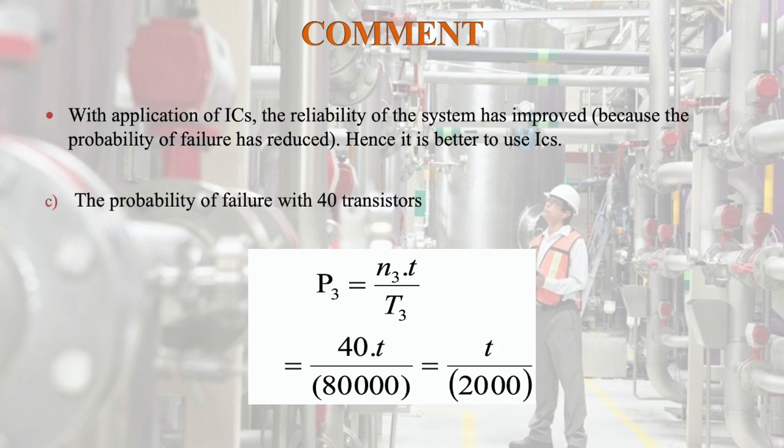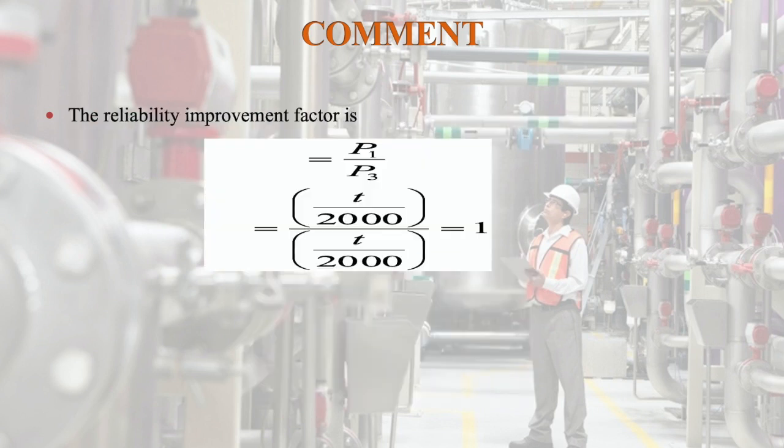Now the probability of failure with 40 transistors. If we keep 40 transistors instead of ICs, what will be the probability? The probability is equal to N3 into T by T3, that is equal to 40 into T by 80,000, that is equal to T by 2000. Then the reliability improvement factor is equal to P1 by P3, that is equal to T by 2000 divided by T by 2000, that is equal to 1. So the reliability factor is 1 only.